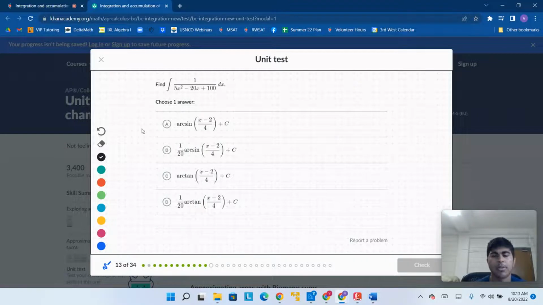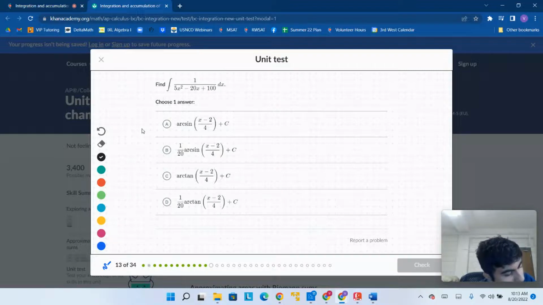Or no, I might have misspoke earlier and said 1 minus x squared. It's actually going to be 1 over 1 plus x squared. Okay, so how do we deal with that? Let's just take the derivative of arctan of (x minus 2) over 4, like it says right there. Right, and then if we need to do a 1 over 20, we can add that in later, right?